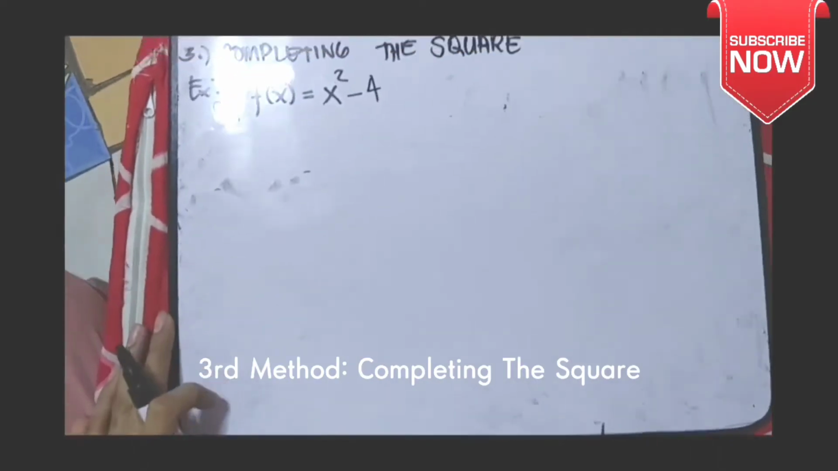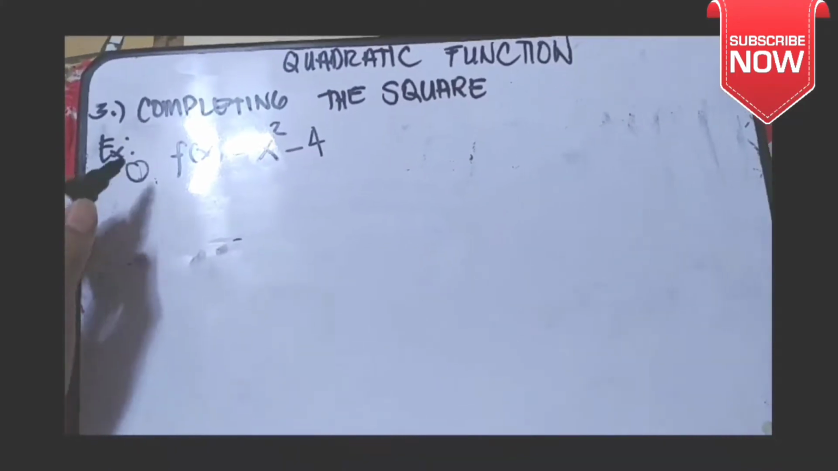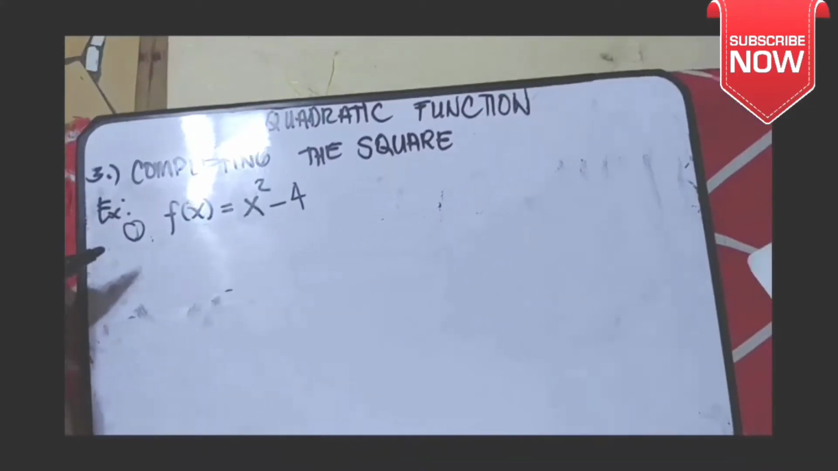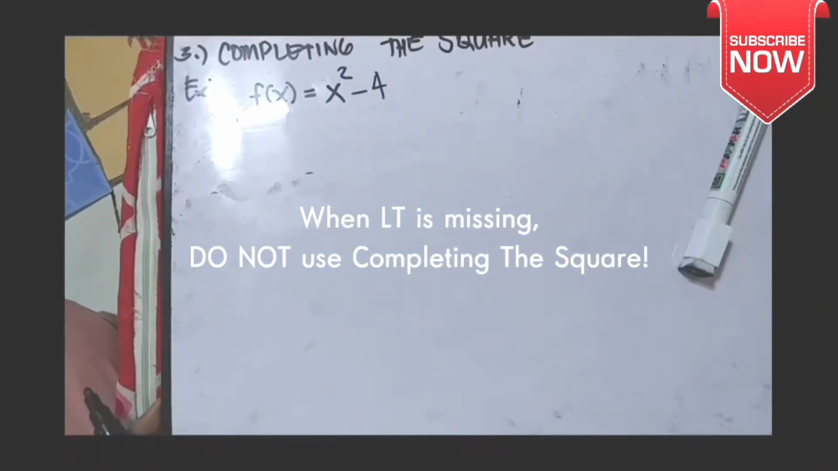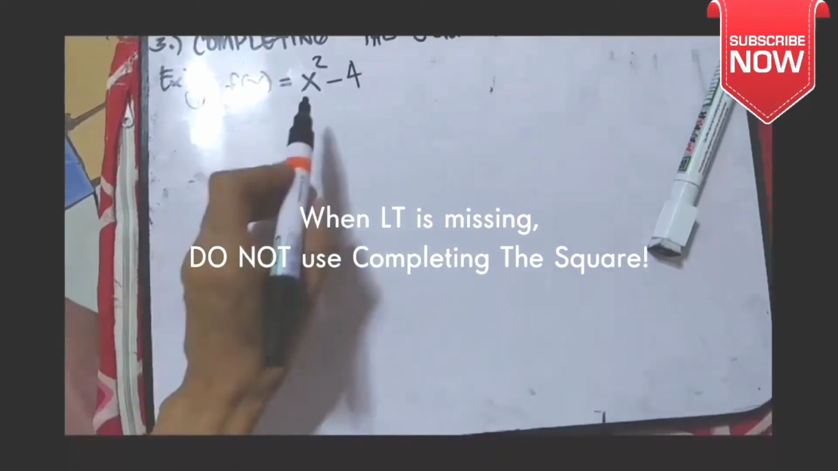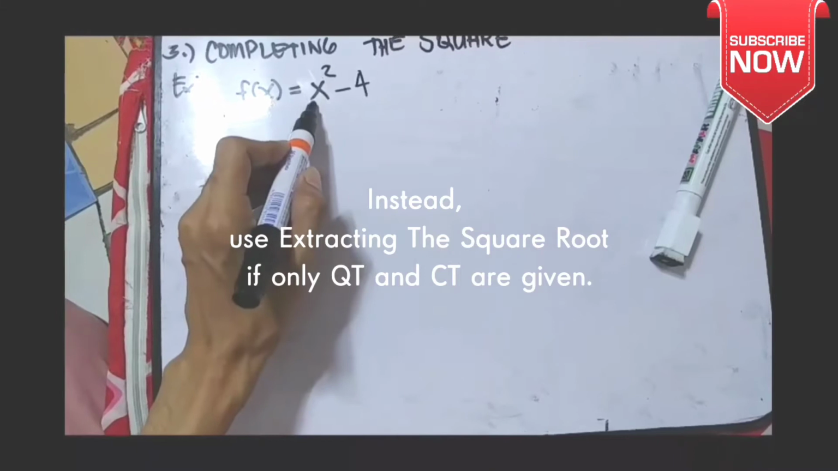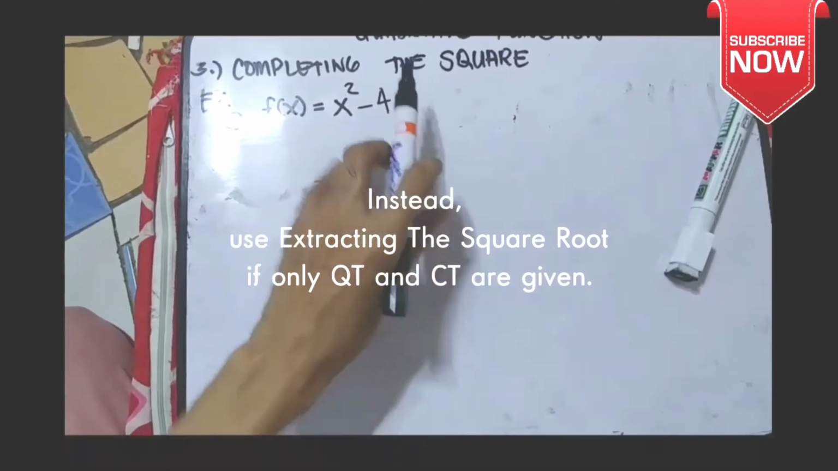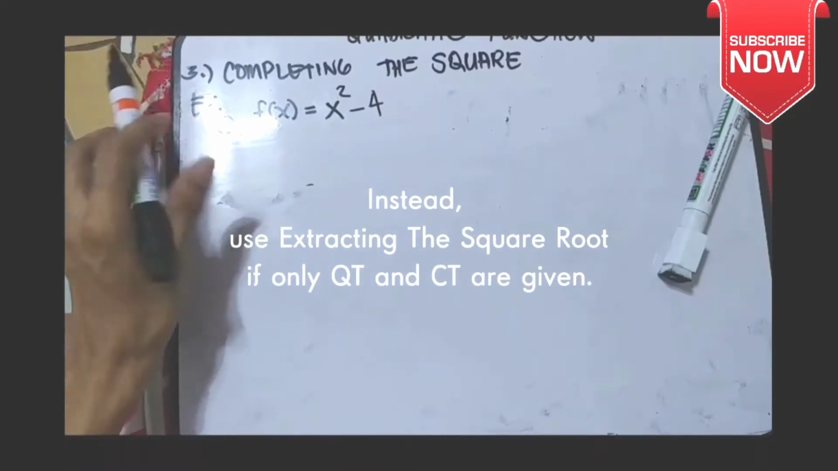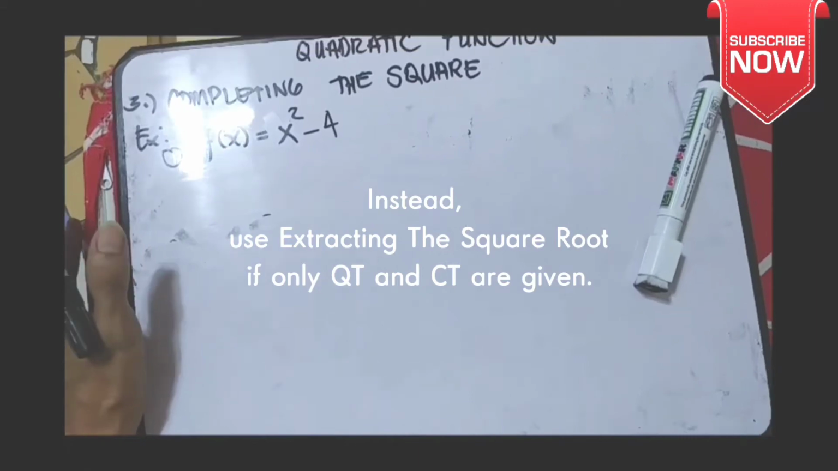Idi-discuss naman natin ngayon yung third method, and that is the completing the square. So same sample pa rin, f of x is equal to x squared minus 4. So in this equation, since the linear term is missing, hindi natin magagamit yung completing the square. Why? Kasi the equation involves only two terms, the quadratic term and constant term. Pag nilipat natin or tinranspose yung constant term, so automatic may extract na natin yung square root. So dun na directly papasok yung extracting the square.